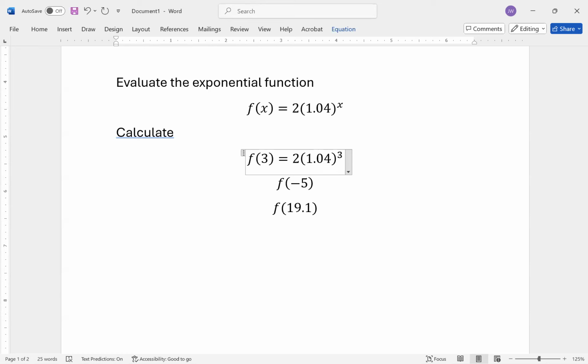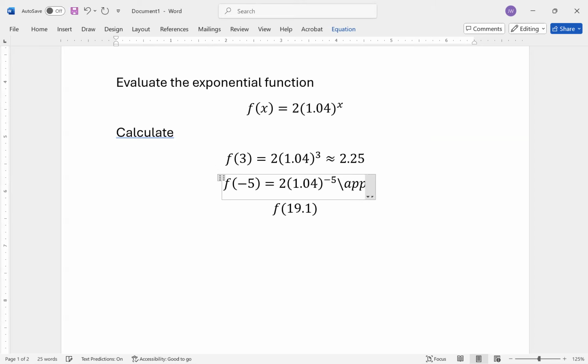That gives me a big long decimal, and I will round that for the sake of this video to 2.25. When I plug in a -5, I end up with 2 times 1.04 raised to the -5 power, and that gives me about 1.64. Oh, I'm sorry, 1.64, excuse me. So there we go.